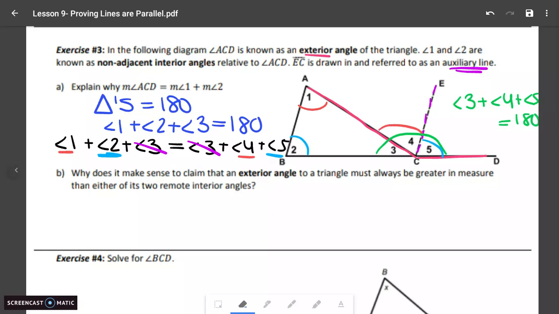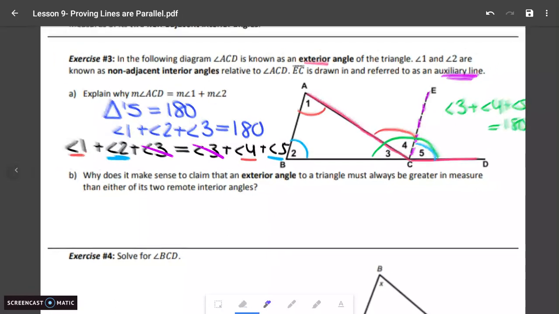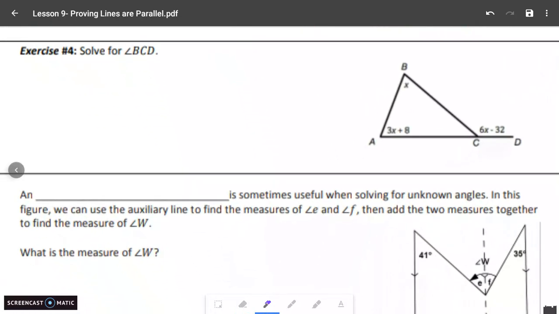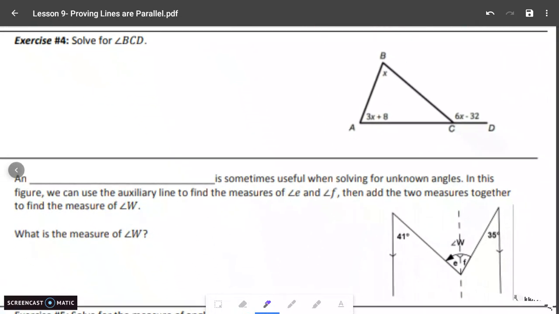Sorry about that. My first video got cut off, so I just want to finish up those last couple questions in this video. So I'm just going to slide on down to exercise 4. Now that we know the exterior angle theorem, we're just going to put it to work.